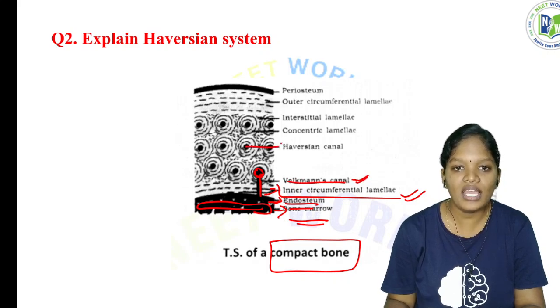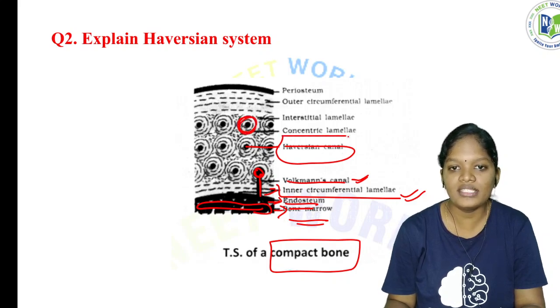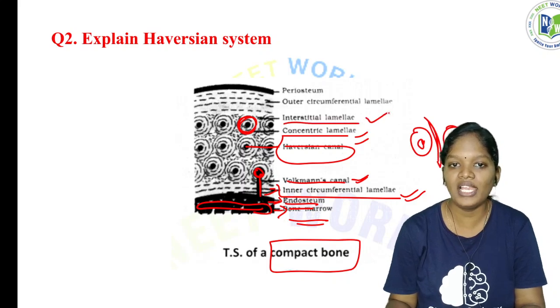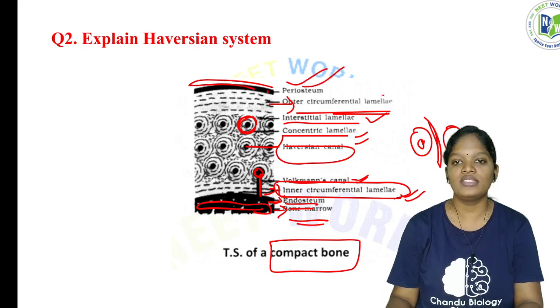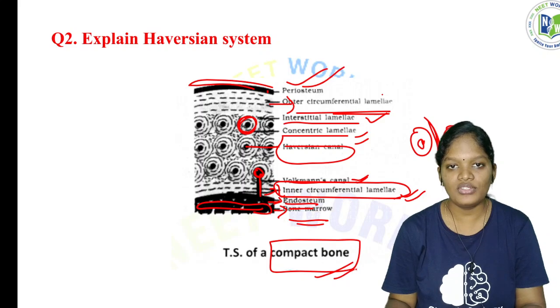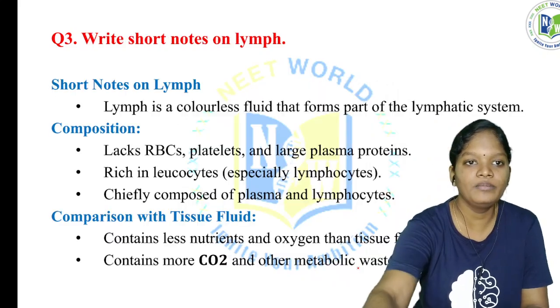So this is the Haversian canal, and each one is surrounded by a concentric lamellae, and this is another concentric lamellae. The space between these two is called the interstitial lamellae. This is the inner circumferential lamellae, and this is the outer circumferential lamellae, and entirely it is covered by a membrane called the periosteum. This is how the structure of bone will look.